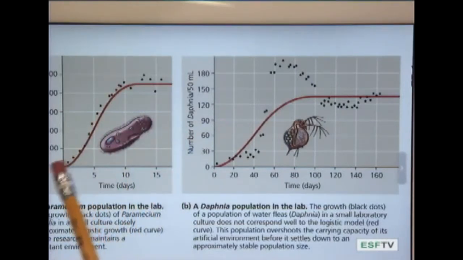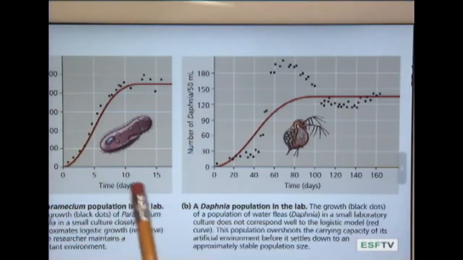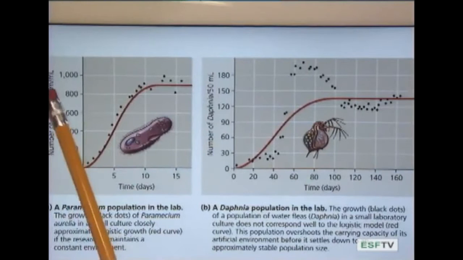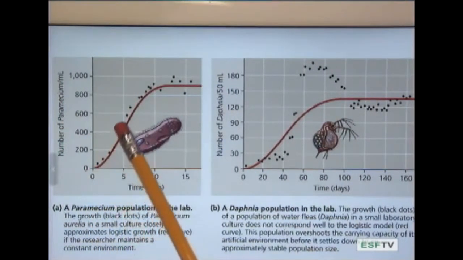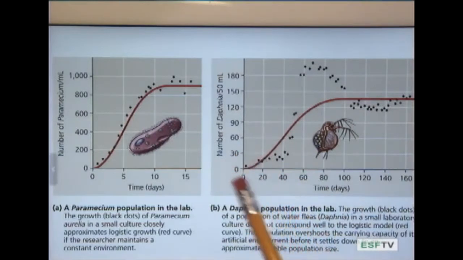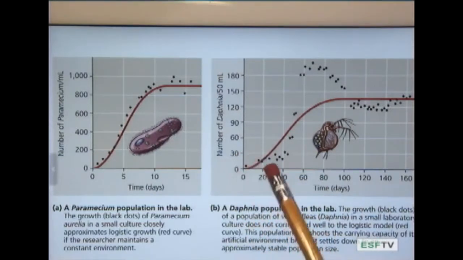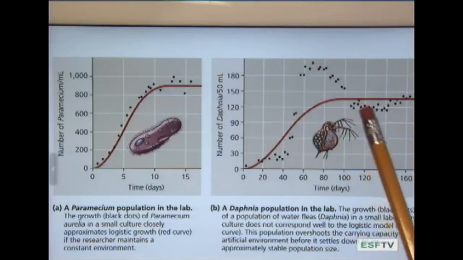Paramecium were inoculated into an environment or a habitat, and then the population grew over time. Time is on the x-axis, and number of Paramecium is on the y-axis. Through time, you see that the numbers of Paramecium grew. In contrast, when you look at the same experimental setup with Daphnia, the number of Daphnia grew and then popped up over and then dropped back down.